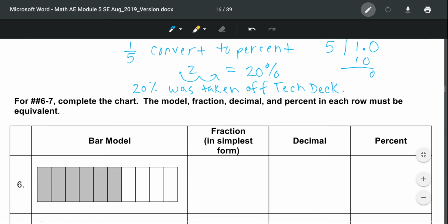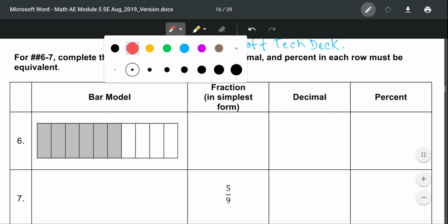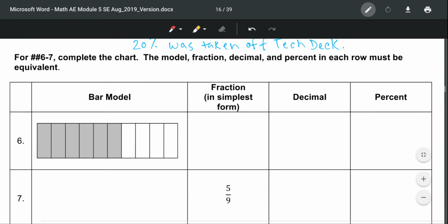Okay, numbers 6 through 7, you have a chart with either a bar model, a fraction, a decimal, or a percent. So you want to make those different conversions. So in the bar model, look at what fraction or what portion is shaded in. You have 1, 2, 3, 4, 5, 6 out of the total number of portions, which would be 10. So 6 out of 10, you want to make sure to reduce that. You can divide by 2, and you get 3/5.